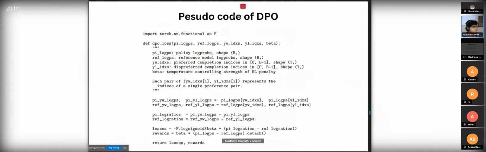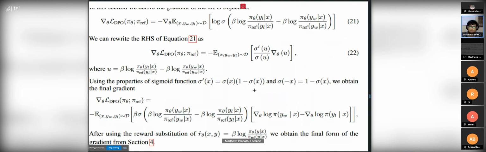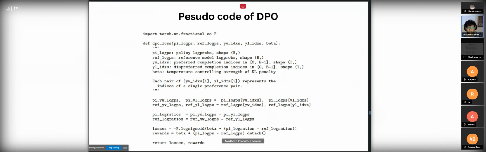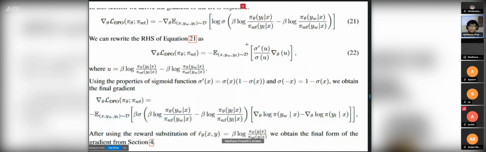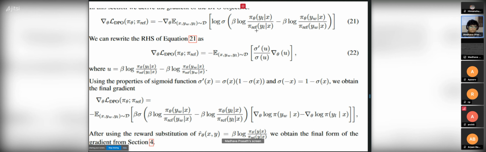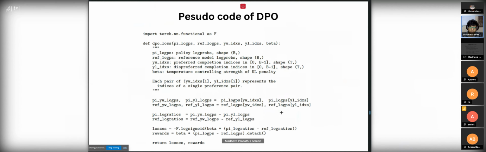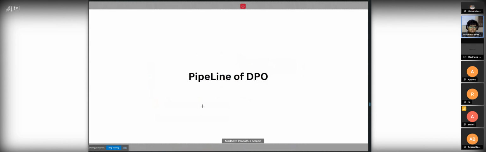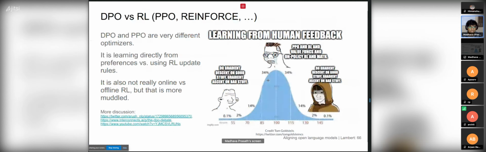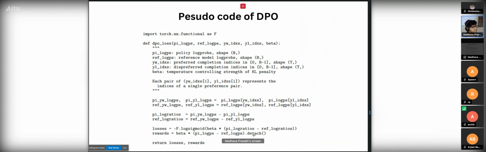So the code of it. What you do is take the log probabilities, the log P of the policy, and the log P of the reference, as they have shown here. Then you apply the log sigmoid loss, and for the rewards you just multiply with beta, minus this term, as we discussed before.